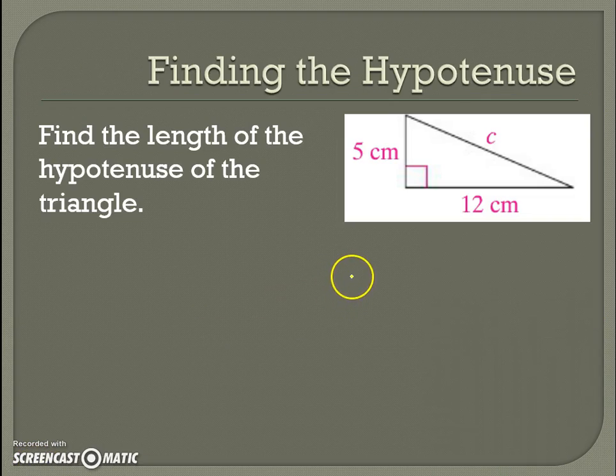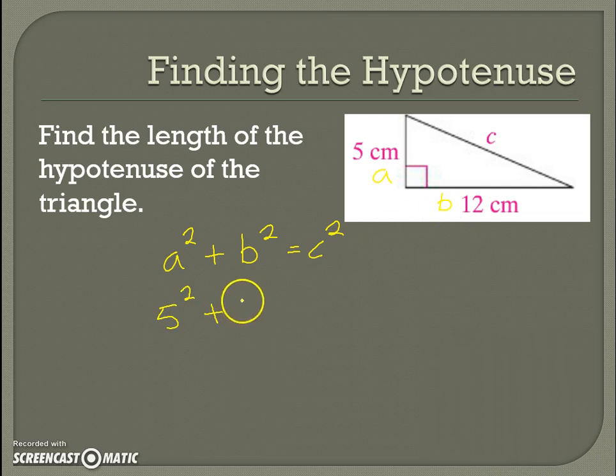Alright, so here's how we could use this. It says finding the hypotenuse. The hypotenuse, again, is the long side of this triangle. It says find the length of the hypotenuse of the triangle. Well, we would substitute our values in. So here we could say that this side is A, and that this side is B. And if you recall, the theorem is A squared plus B squared equals C squared. So instead of A, I'm going to substitute in 5, and instead of B, I'm going to substitute in 12. And then that value equals C squared.